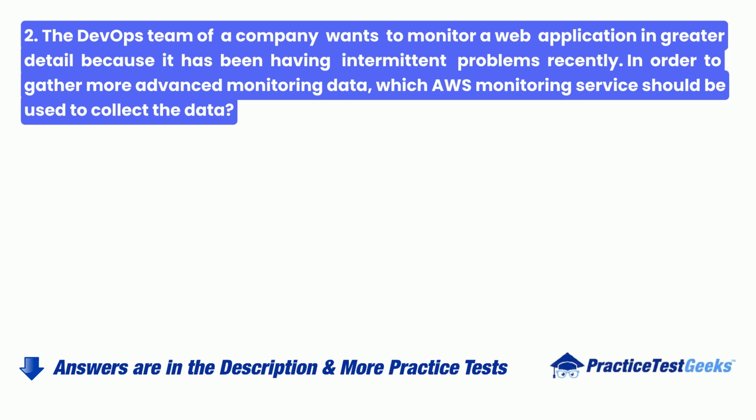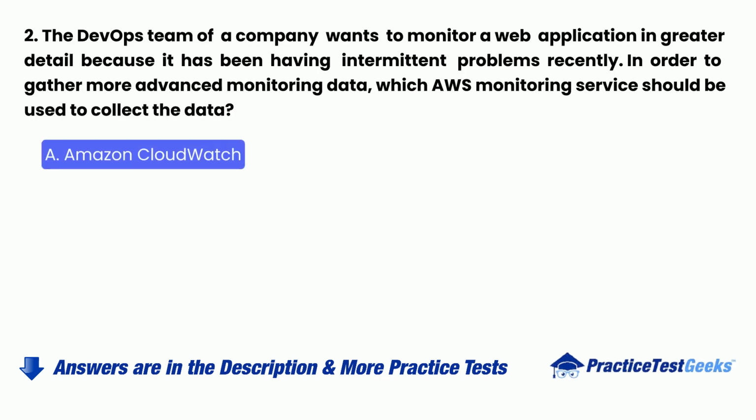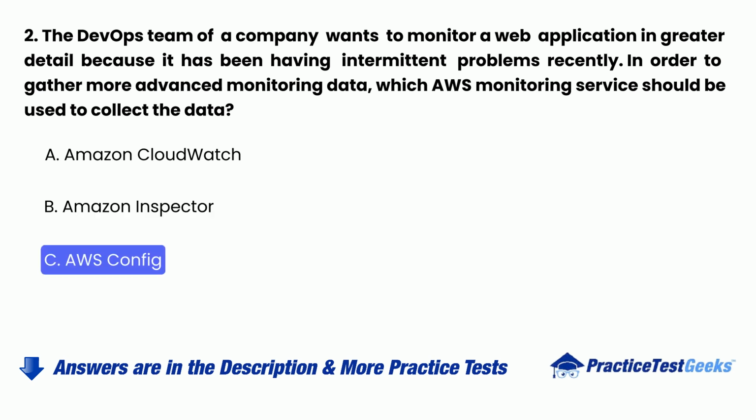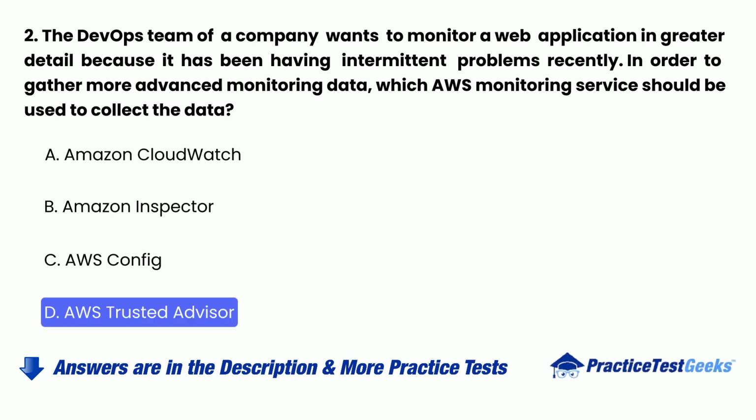2. The DevOps team of a company wants to monitor a web application in greater detail because it has been having intermittent problems recently. In order to gather more advanced monitoring data, which AWS monitoring service should be used to collect the data? A. Amazon CloudWatch. B. Amazon Inspector. C. AWS Config. D. AWS Trusted Advisor.